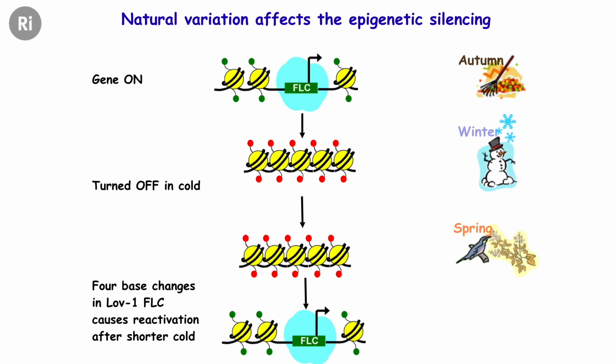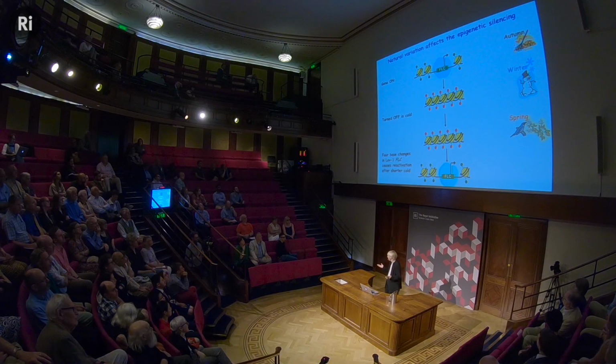And so our molecular analysis so far says that what is happening is very similar to what we saw before. We have the gene on in the autumn, the gene goes off in the winter, we have the red modifications. In spring, they stay red, remember, and the gene is silenced for flowering. But if you haven't given this particular type enough cold, it switches back to green. And I put this in because when we discovered what the differences are, there's just 4 changes in that gene that have allowed that to happen.